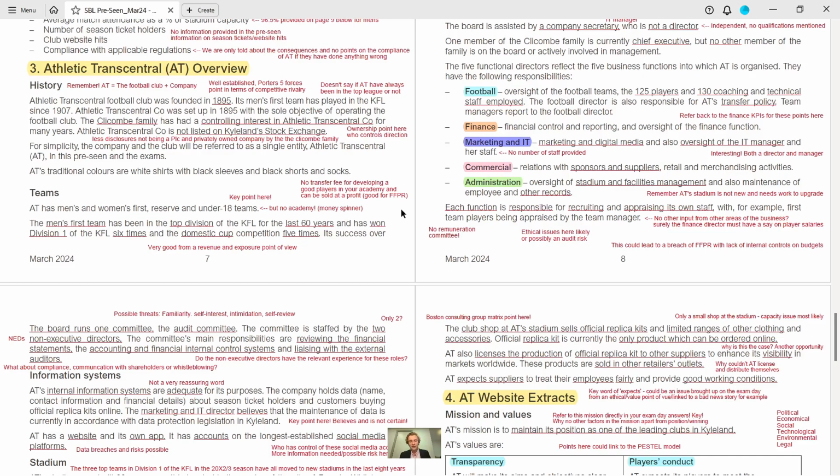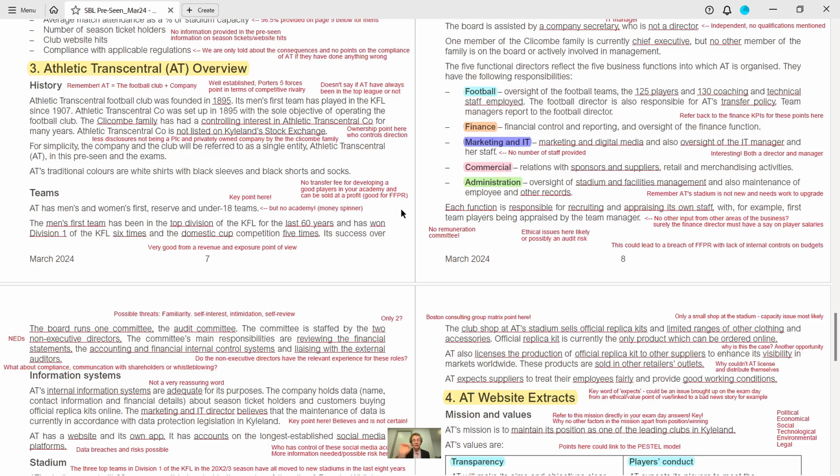In terms of no transfer fees for developing a good player from the academy, that's good for financial fair play. This is all about the teams: AT has a men's and women's first, reserve and under 18s team. And it was mentioned in one comment I saw on one of my videos, does the women's team also have a reserve team and an under 18 team? Based on the way they've worded that, Athletic Transcentral, men's and women's first, reserve and under 18s team, yes would be my answer to that.